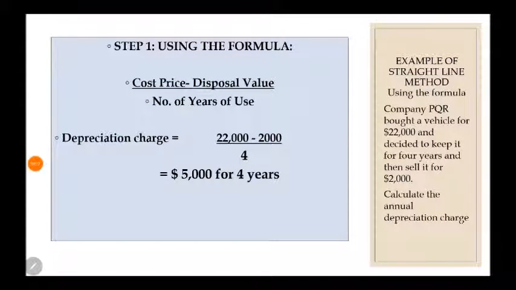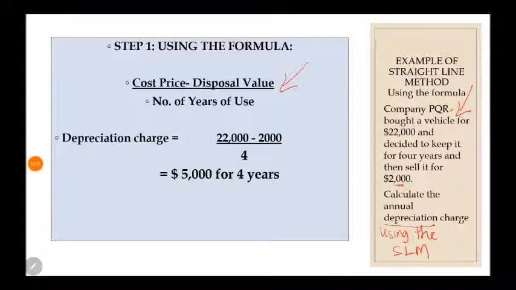So we have here, and we're looking at the right here for the information, because you can get a question and it would look like this. They'll give you information like this. Company PQR bought a vehicle for $22,000 and decided to keep it for 4 years and then sell it at the end of the 4 years for $2,000. How are you going to calculate the annual depreciation charge using the straight line method? I'll say SLM, right, for straight line method. So this is it here. You're going to use the formula. Cost price minus disposal value over the number of years of use.